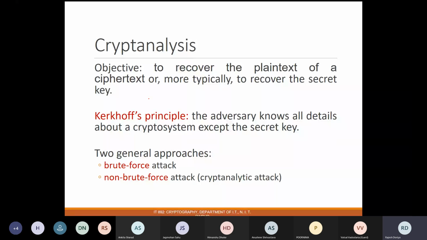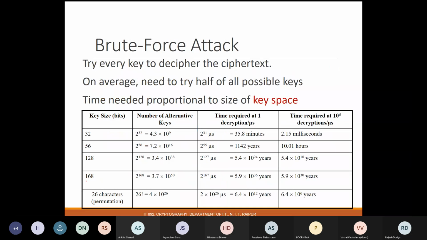And if we talk about cryptanalysis, our aim is to recover the plain text from the ciphertext. To do that, generally two approaches are applied. The first one is brute force, and the second one is non-brute force, which is also termed cryptanalytic attacks. So let us see the first one: how can we try to recover the plain text from a ciphertext? First we are going to see the brute force attack.